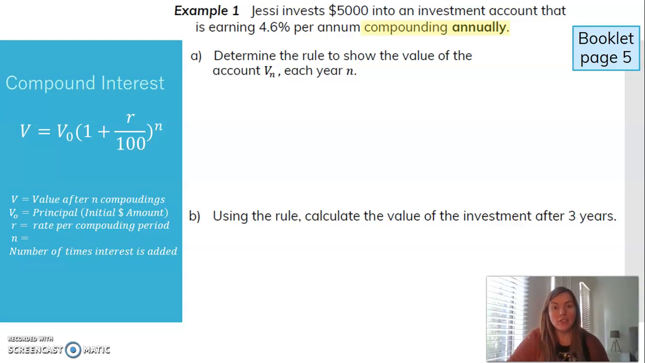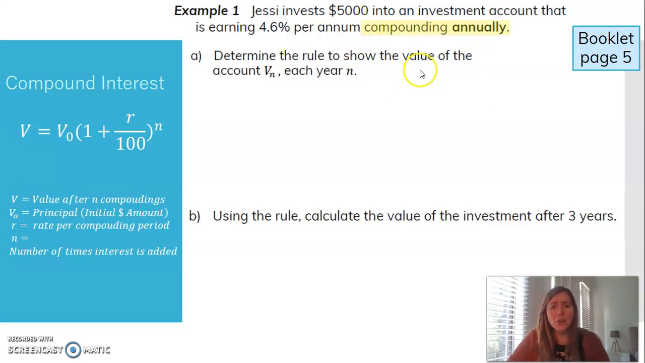At the moment, our interest rate is per annum, which is an annual rate, which is perfect. So we leave our R as 4.6 for this one because it's compounding annually. If it was compounding by a different time period, then we would need to divide that percentage in order to get it into a percentage that matches your time periods.